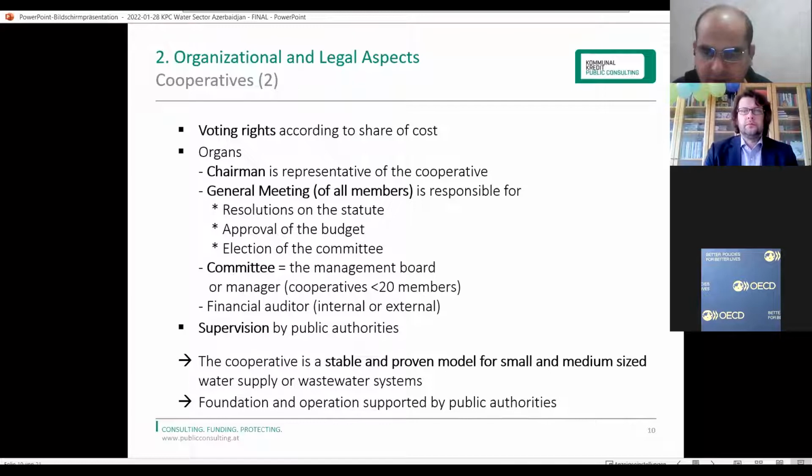And this is very important, these cooperatives are supervised by public authorities. So it's also a cooperation between the public sector and the private people who operate these facilities. The cooperative is in Austria a very stable and proven model for small and medium-sized water supply and wastewater systems. And the foundation and the operation is really supported by the public authorities. So the public authorities also like it, because if there's no municipality which operates water supply facilities, then the cooperative is the second best option for building infrastructure.